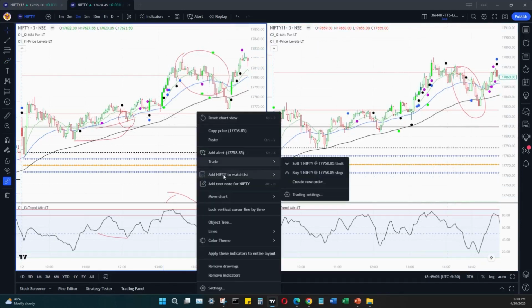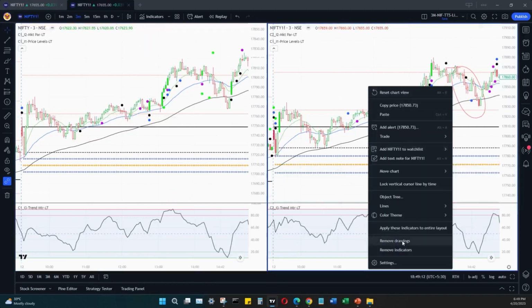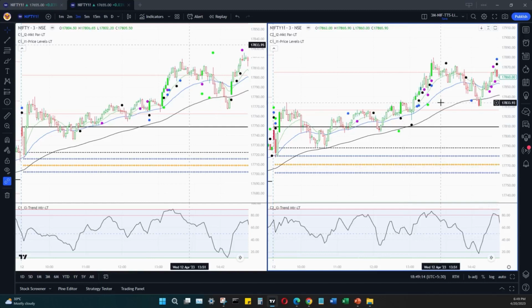So that is how we look for patterns, and we look for the signals from these three indicators. And it's a confluence of all that gives us good entries and good exits.